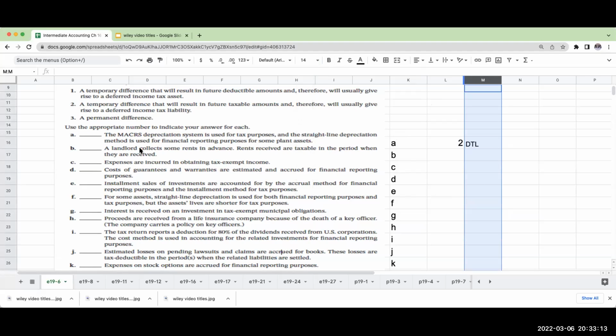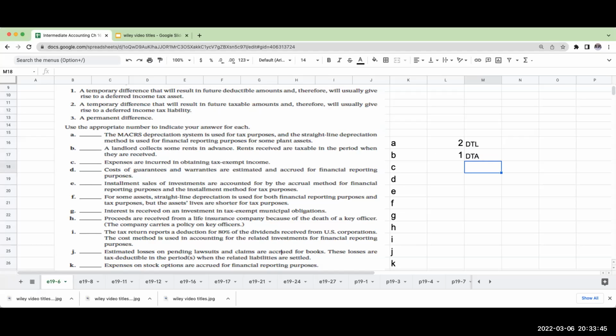A landlord collects some rents in advance. Rents received are taxable in the period when they are received. So this is prepaid rent. For financial statement purposes, I would call it prepaid rent. It does not go onto the income statement, but for tax purposes, this is going to be hitting our income. So this is going to be a temporary difference that's going to result in future deductible amounts, or basically income that will not be taxed. So this is going to be a deferred tax asset.